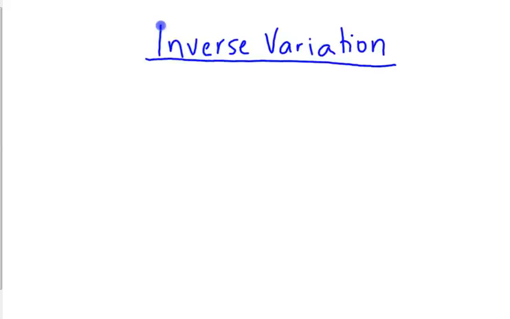Okay, so today's lesson is inverse variation. We talked about direct variation, so this is another type. And we remember that direct variation had to be in what form? What did the equation look like?